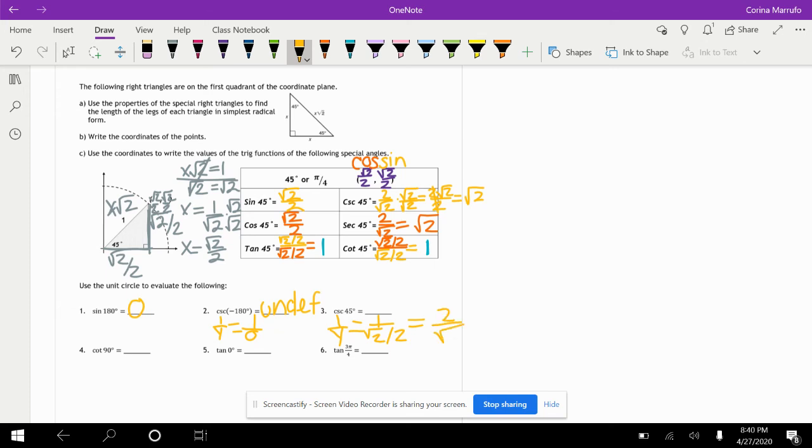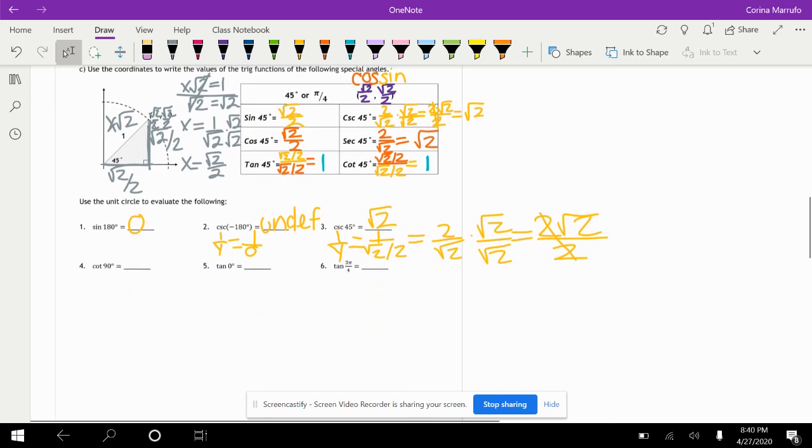And then the same thing happens here. We can't have a square root on the bottom, so we need to rationalize it. That means we need to multiply the top and the bottom by the square root of 2. That gives us 2 square root of 2 over 2. And so we end up with the same thing that we had in the previous problem. These cancel out, and all we're left with is the square root of 2.